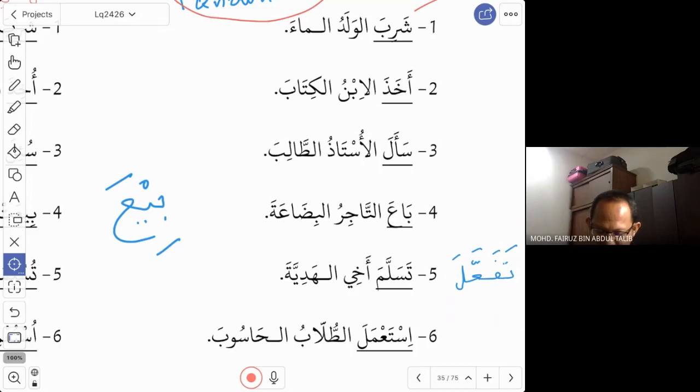Anyone? Can you remember? Do you remember this? Tafa'ala. This is the wazan for fi'il madhi. Therefore, the word tasallama is fi'il madhi. Okay, so that is one benefit of knowing the wazan. Tafa'ala, tasallama, confirm this is fi'il madhi, because tafa'ala is the wazan for fi'il madhi.